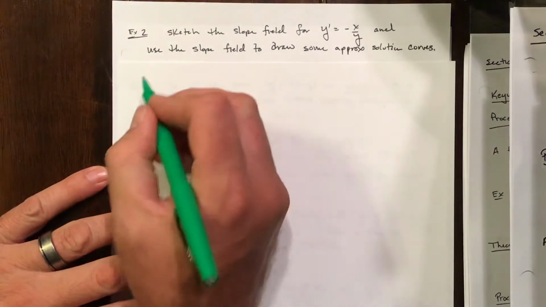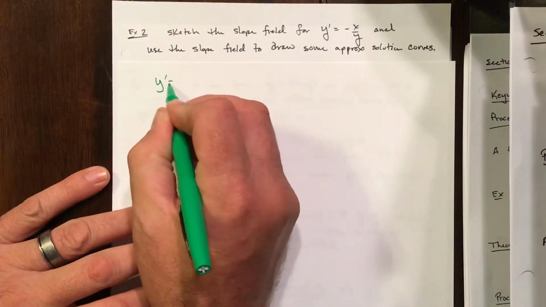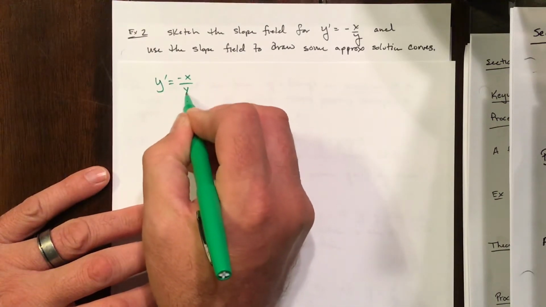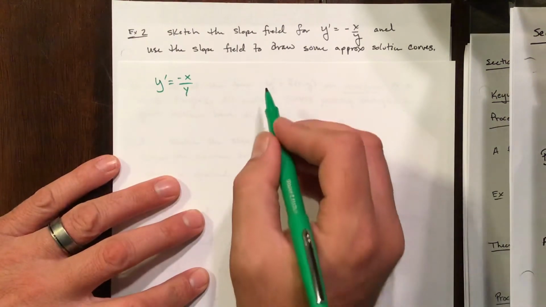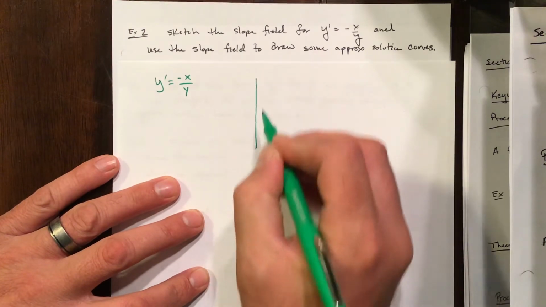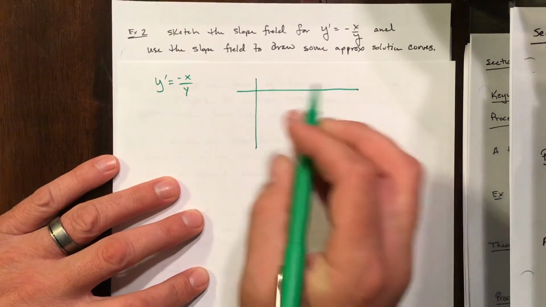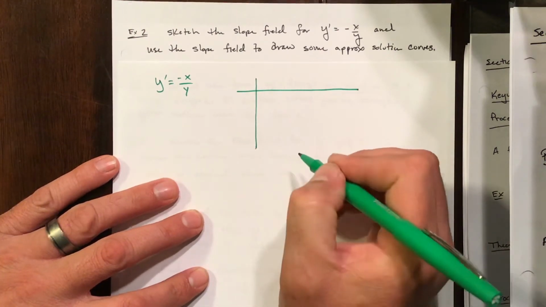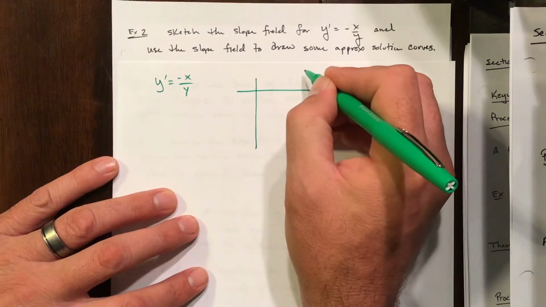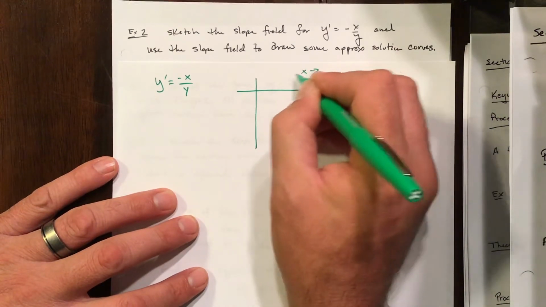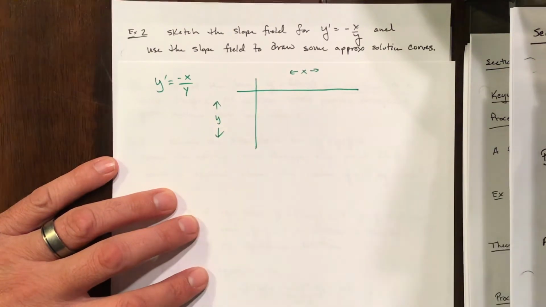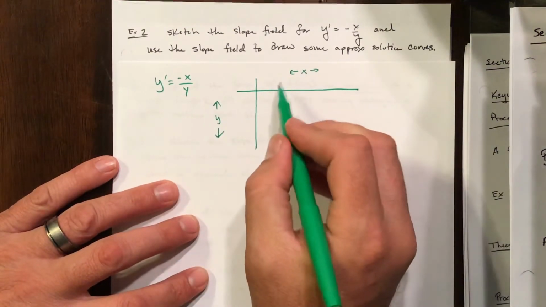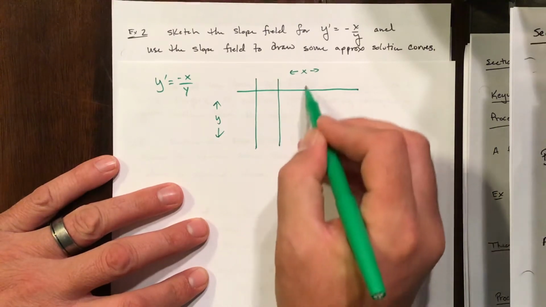So we have the differential equation, y prime equals negative x over y. Let's look at some different values of x and some different values of y. So let's go, x over here, and let's let y be right here. These aren't axes, I'm going to generate a table, so I don't want to confuse you.